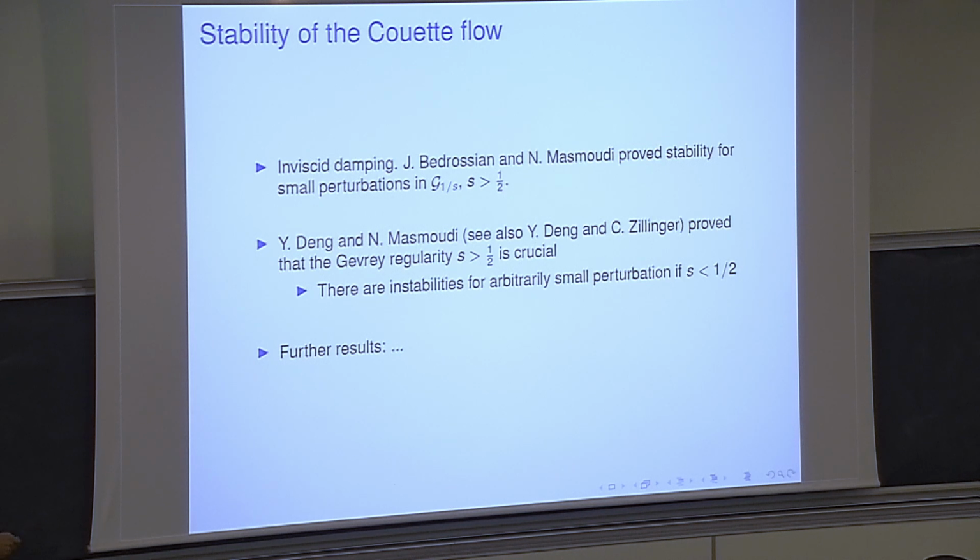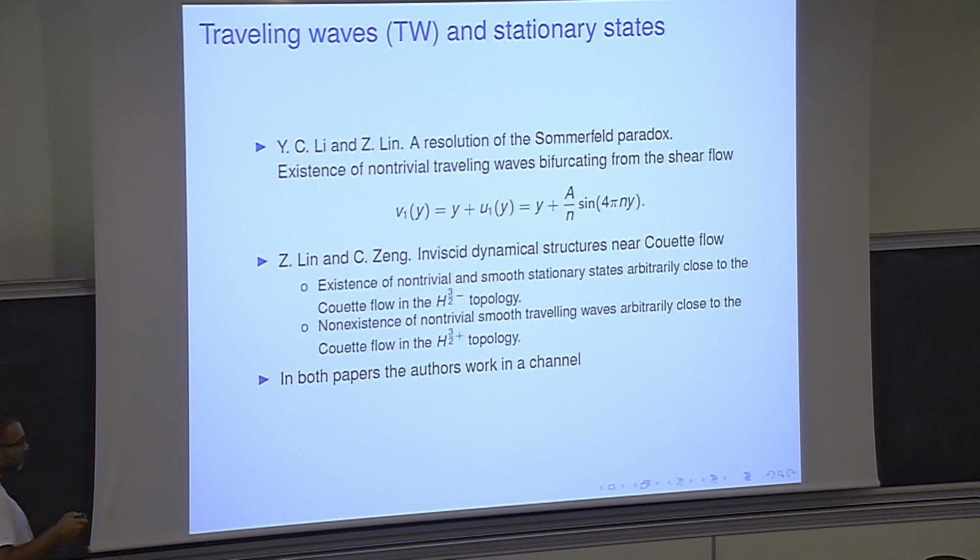Let me just remind you that the Couette flow is stable if you work in Gevrey spaces, which are spaces of very high regularity, and that if you go below this regularity, then you can find some instabilities arbitrarily close to the Couette flow. This is a work by Bedrossian and Masmoudi, and also by Bedrossian and Zillinger, that they work in the linear case.